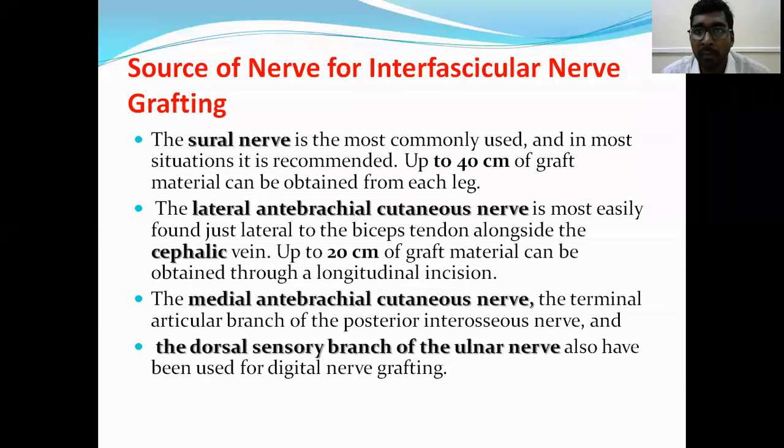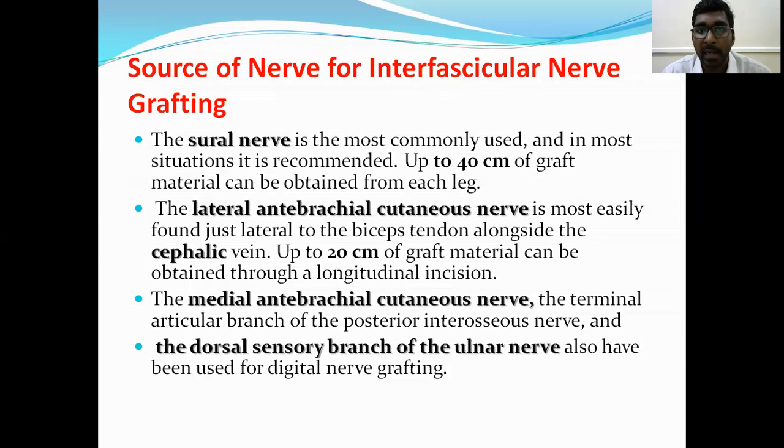The source of the nerve for interfascicular nerve grafting. The sural nerve. The sural nerve supplies the lateral part of the leg, a pure cutaneous nerve. The sural nerve is the most commonly used, and in most situations up to 40 centimeters of graft material can be obtained from each leg.